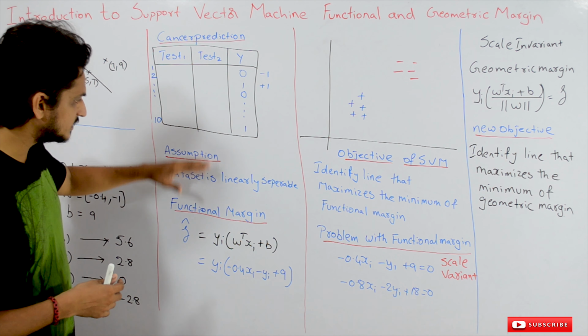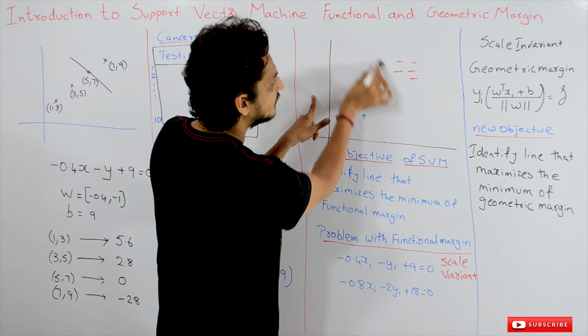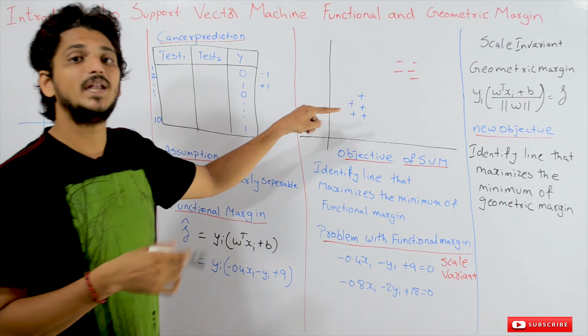The objective of support vector machine is to identify a line, because this data set is in a 2-dimensional coordinate system. If it is in a 3-dimensional coordinate system, we have to identify a plane. That's the objective of support vector machine. It has to identify a line that separates these positive and negative data points. We can identify many lines. Out of these many lines, which line will the support vector machine identify? That's the objective of support vector machine.